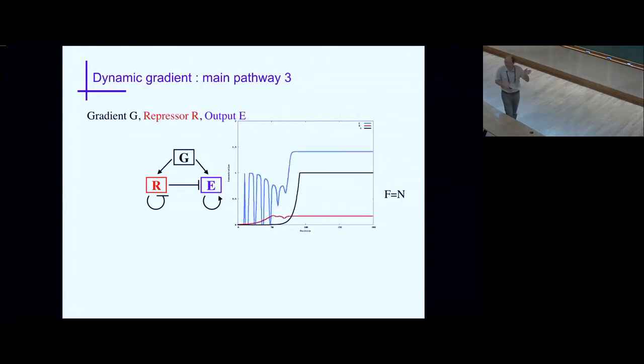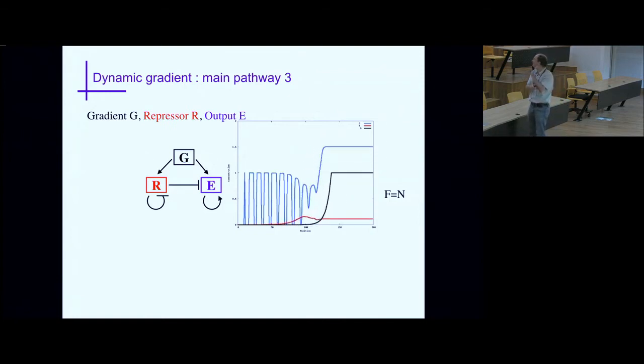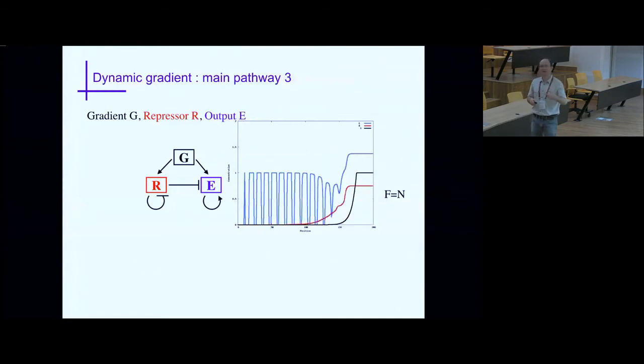So, I told you earlier during the week that even very simple gene networks can have very complicated dynamics. I mean, clearly this is an example. This is a super simple network, but the dynamics are clearly not trivial and very interesting from a biological standpoint.